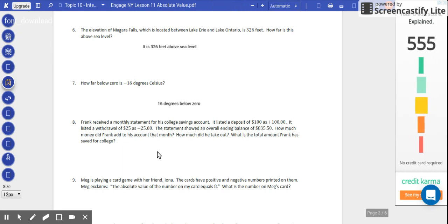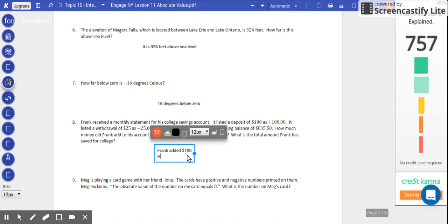It says, how much did Frank add to his account? If you go back up here, it says he deposited. Deposit means putting money into your bank account. So Frank added $100. The next question is, how much did he take out? He took out, taking money out of your bank, they use the word withdrawal. So he took out $25.